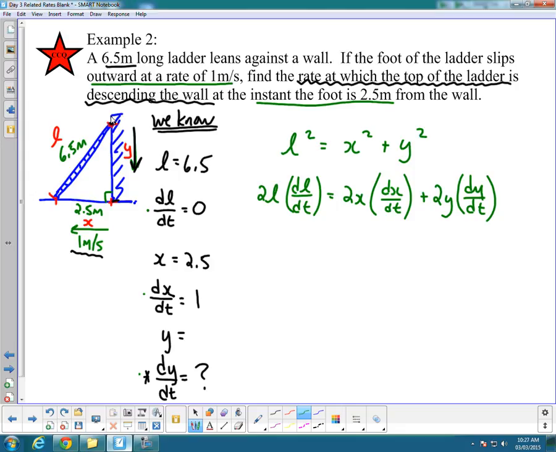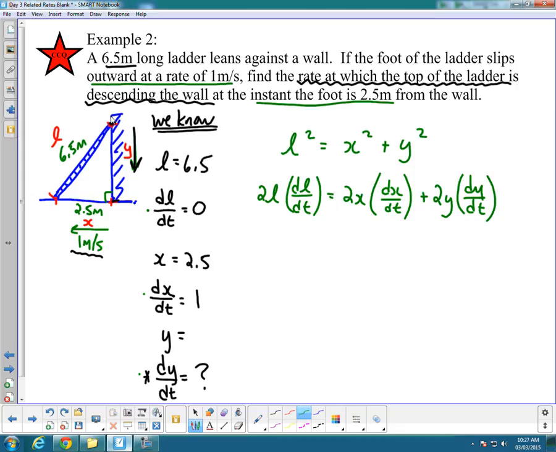So implicit differentiation comes in really handy here. In fact, we couldn't use any of the other types of differentiation at this point. This question needs implicit differentiation because we don't even have a t in there. So we talked yesterday about the need for implicit differentiation. You need it here. There's no other way we can differentiate with respect to time.